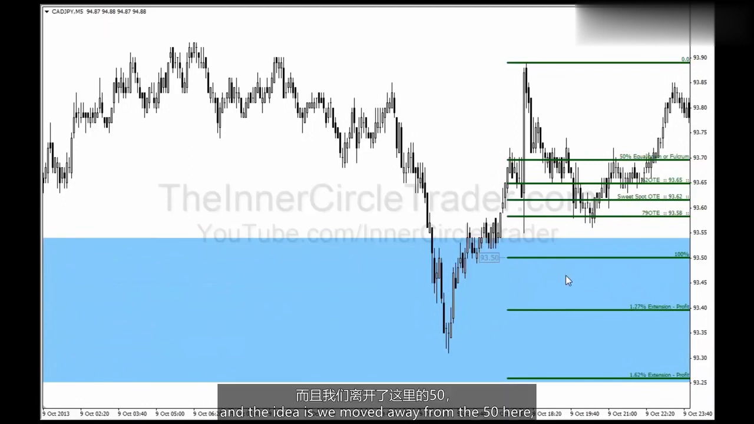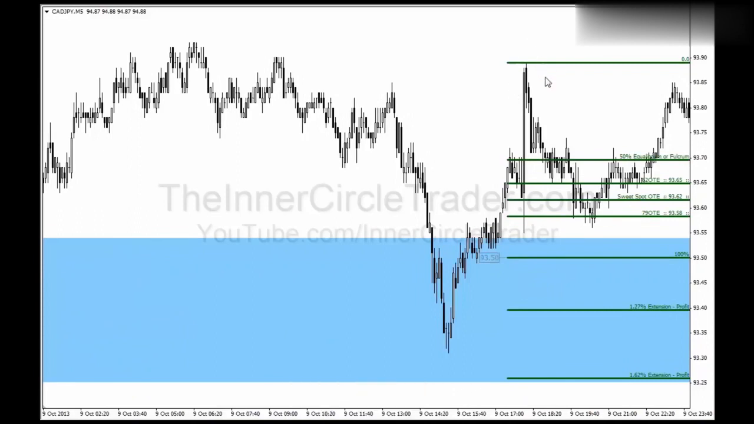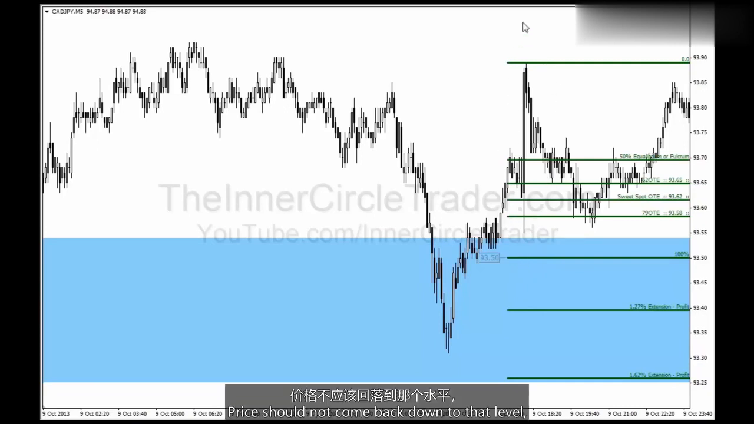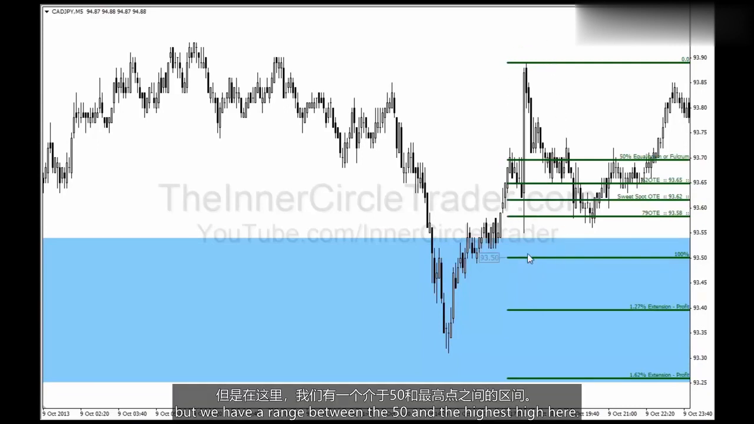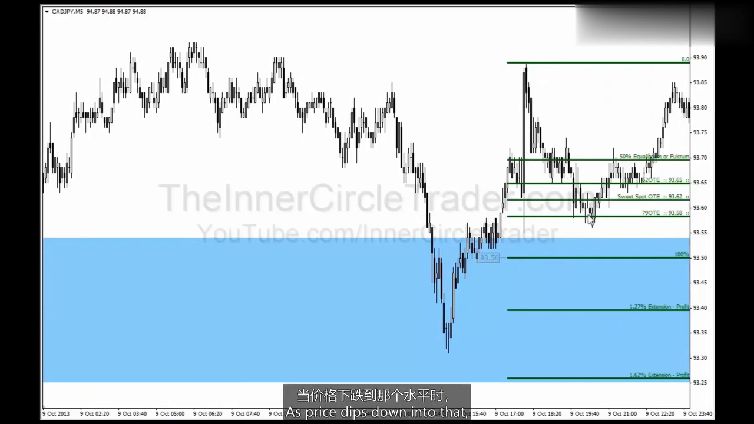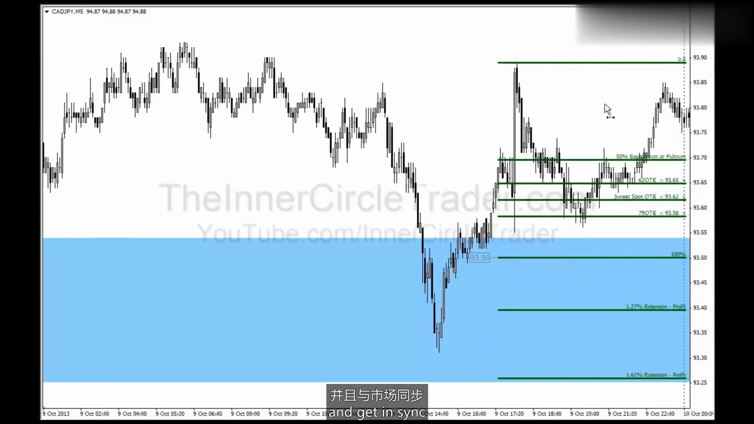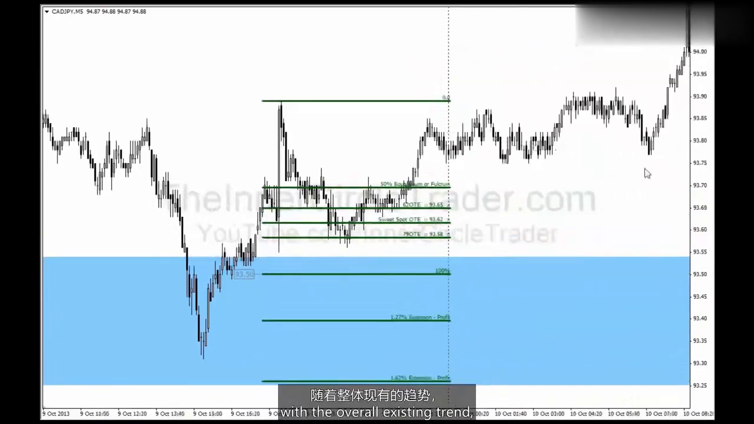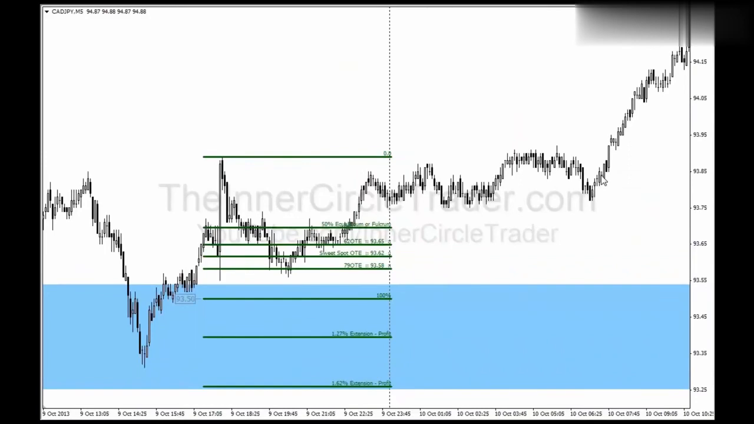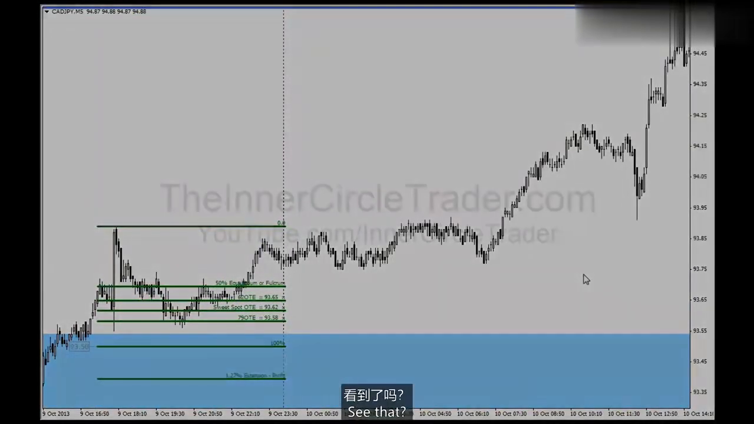And the idea is we moved away from the 50 here, okay, and we made a high. Okay, we're above that big mid-figure level. Price should not come back down to that level, but we have a range between the 50 and the highest high here. As price dips down into that, right there's an opportunity to be a buyer and get in sync with the overall existing trend. Okay, you see that?